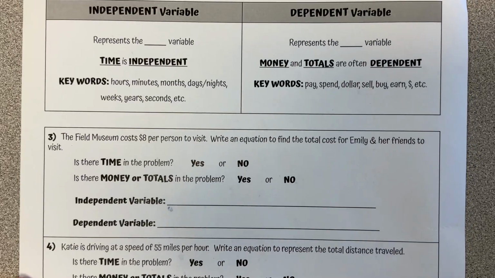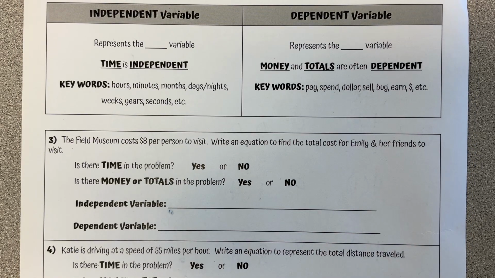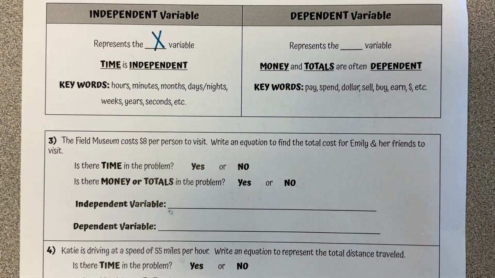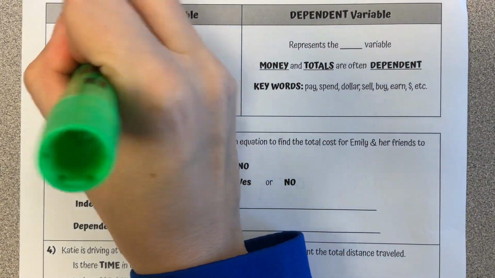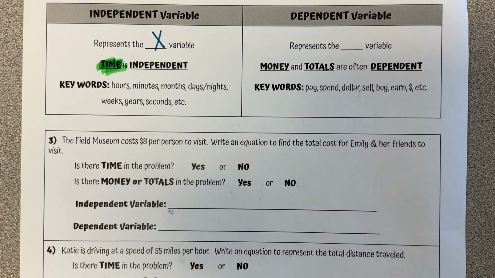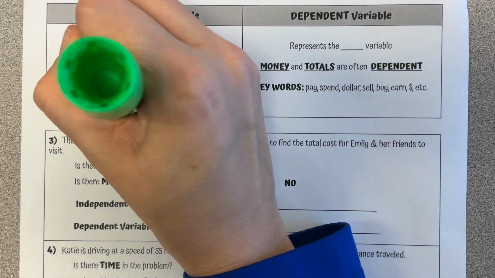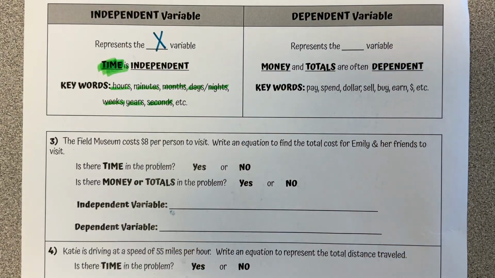Now let's look at independent versus dependent variables. Independent variables represent the x value, okay? It's independent of itself. It does not depend on another. The key type of thing that we're looking at for independent variables is time. Time is always independent. So that could be hours, minutes, months, days, nights, weeks, years, seconds. Anything that's talking about the passage of time is telling us that's the independent variable and representing x.